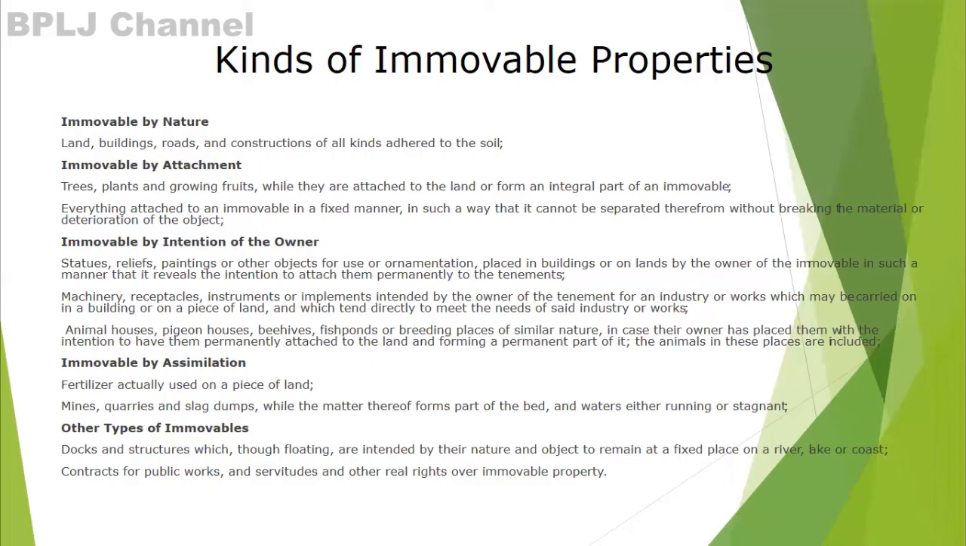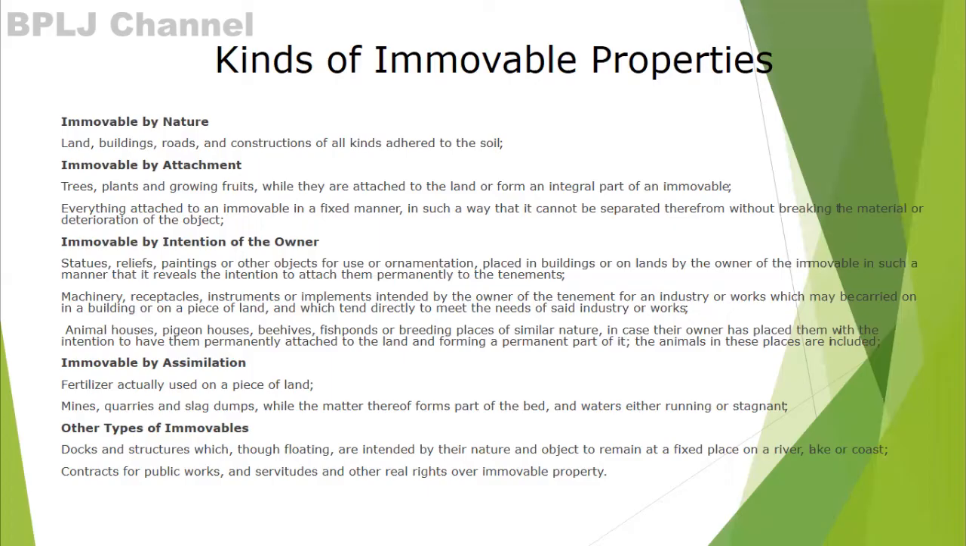Then we have the other types of immovables, the docks and structures, which though floating are intended by their nature and object to remain at a fixed place on a river, lake, or coast. They are immobilized by destination. So they are fixed structures which are intended to remain either at a port or at a river or a coast.